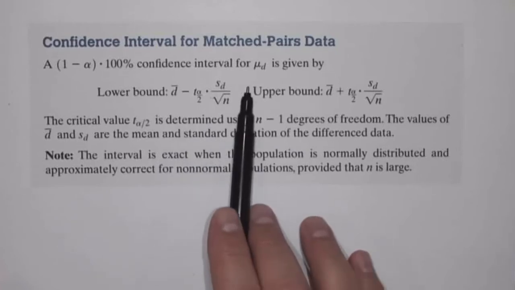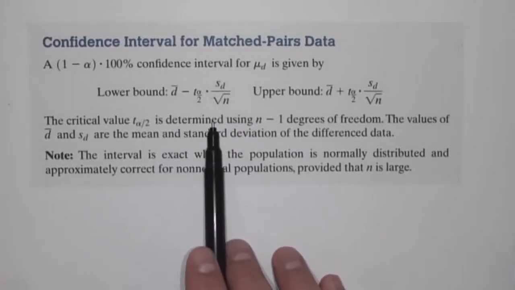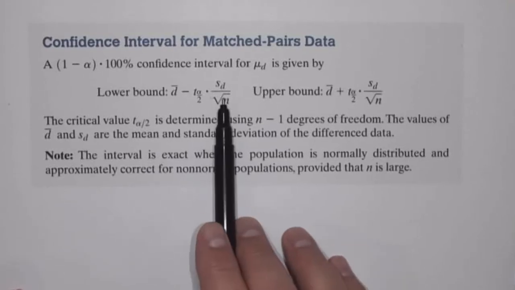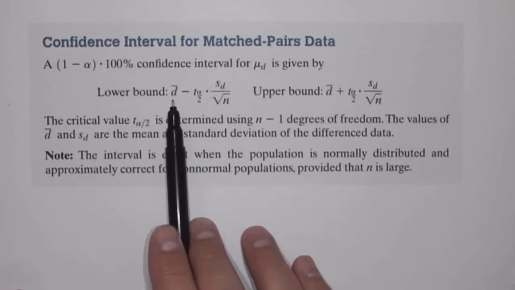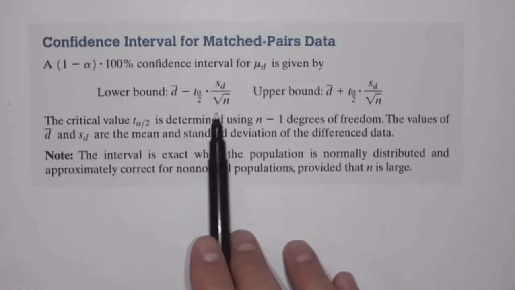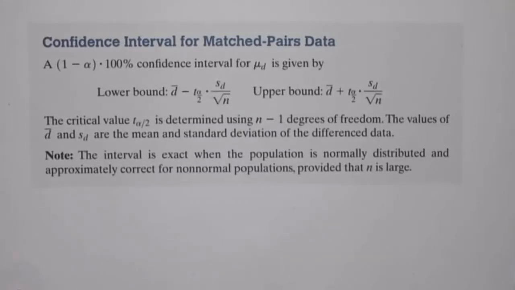And so this formula is really the same formula that we used when we were finding a confidence interval for a population mean. The only difference is we're finding the mean of the differences of the paired data and then using this as the margin of error. But it's basically the exact same thing we did when we were finding a confidence interval for a population mean. So let's take a look at an example.